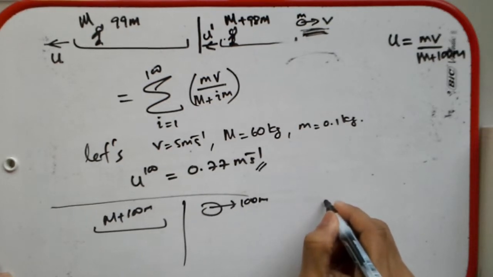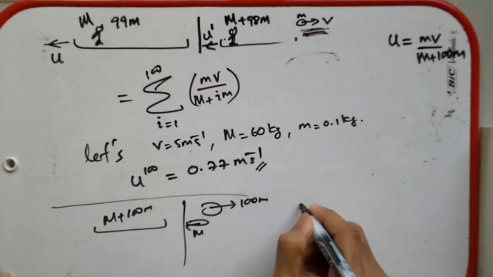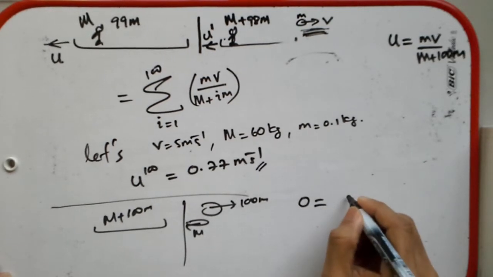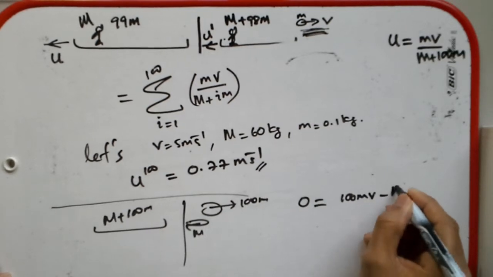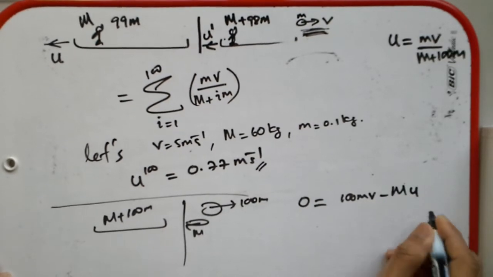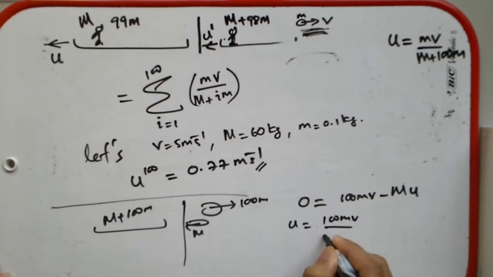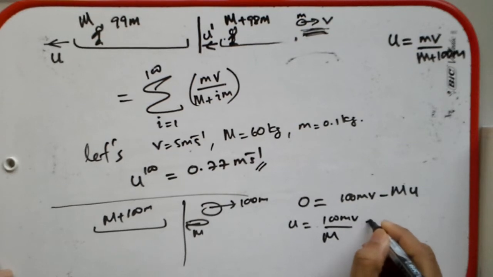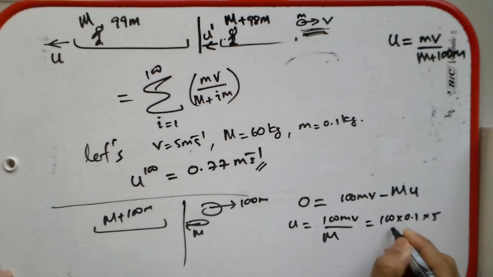We calculated this. Big M is moving with u. We said initially the momentum is 0. The final is 100m moving with v, minus big M moving with u. So we said u is equal to 100 mv by big M. So in this case, what is the answer? 100 times 0.1 times 5 divided by big M. What is big M? I told you, 60.